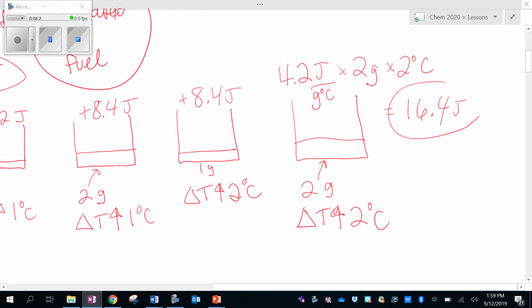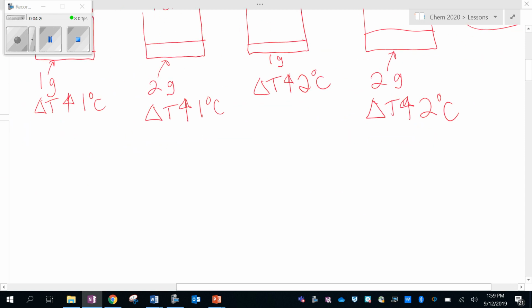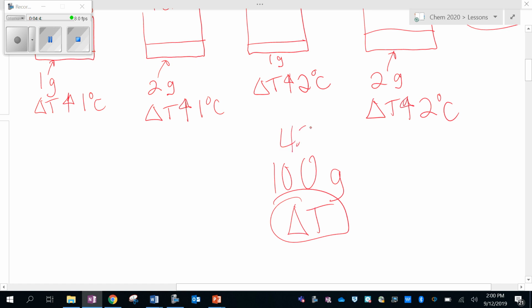And so, you know, the numbers aren't always this nice. So in this lab, we were heating up 100 grams of water, and the changes in temperature varied depending on how long we were burning the fuel, the type of fuel, etc. So this is in our data. And then 4.2 is always 4.2. That's called the specific heat for water. And again, it's different for other substances.